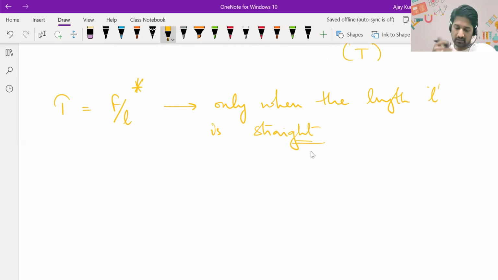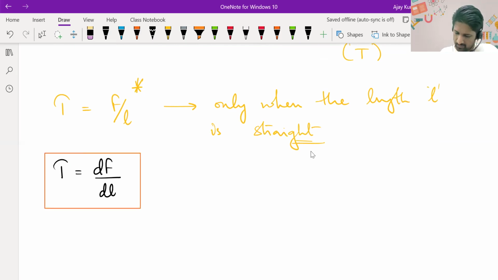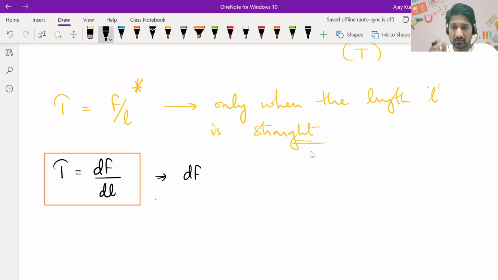This is where the finer details come out. Surface tension is actually force acting per unit length, that is fine, but if the length is not straight, you will have to consider it this way, dF by dL. On a small length, whatever is the force acting, divide them, you'll get surface tension. And from this itself, you can say that force acting on a small element of the length is equal to surface tension multiplied with the length. And if you want total force acting on a certain length, whether it's straight or curved, you will have to do integral of these forces, and forces are vector quantities. You need to be very careful.